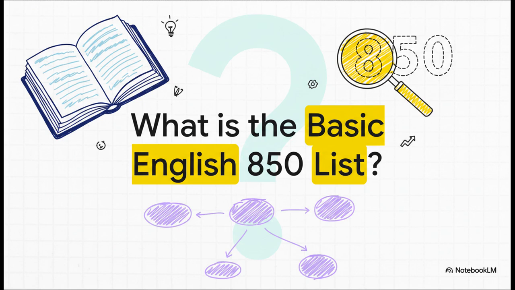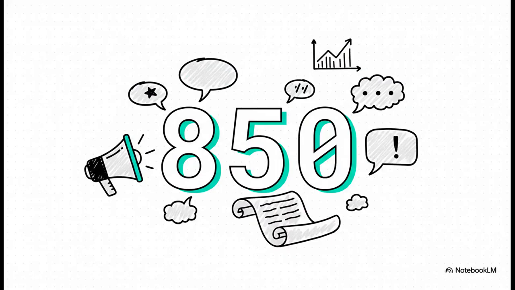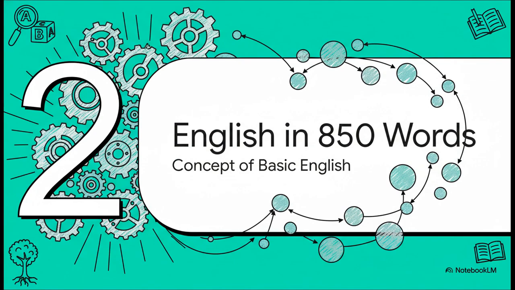This, right here, is where our simple little word study suddenly blows up into something way, way bigger. Just look at that. 850. Not 10,000, not even 1,000. Just 850. So what is that number all about? Well, that number represents an entire system. A really radical idea, actually, called Basic English. And its whole purpose was to boil down the entire English language to just its most essential parts.